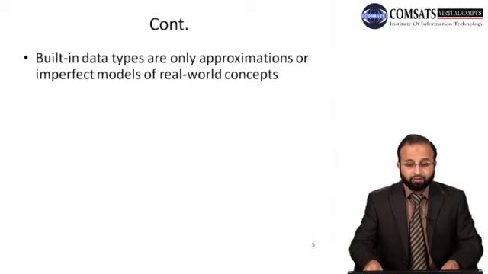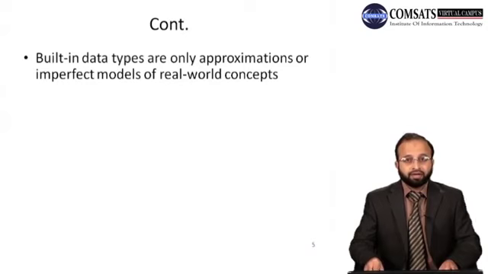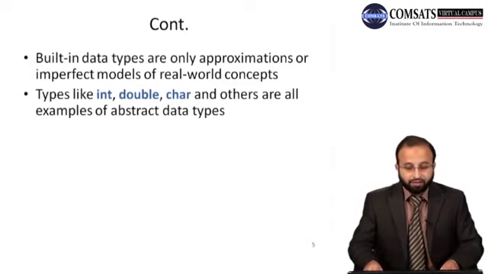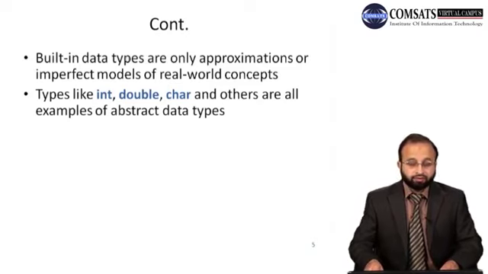So the built-in types are only an approximation or imperfect model of a real-world concept. We can say that int in the C++ language is just an approximation of the integer in mathematics, right? So types like int, double, character and others are all examples of abstract data types. These are data types, but they are at the abstract level. So int is an abstract data type, and it is just an approximation of the integer that can be used in mathematics. So these basic types are called abstract data types.